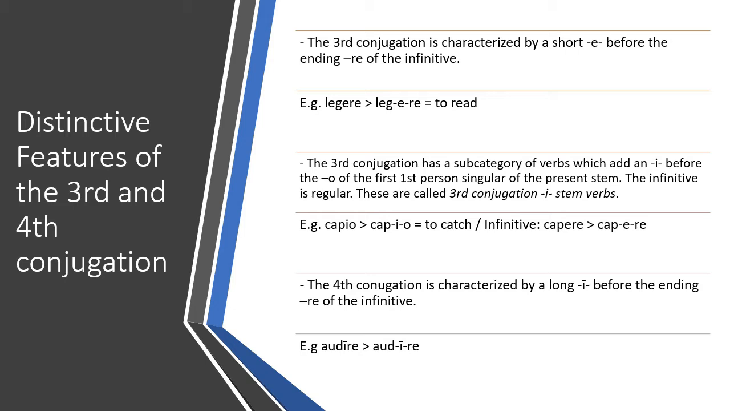The fourth conjugation is easier because it's characterized by a long i before the ending re of the infinitive. Audire, as you can see, the long i is a distinctive feature of the fourth conjugation. You find this long i throughout the conjugation, so it's an important feature to remember.